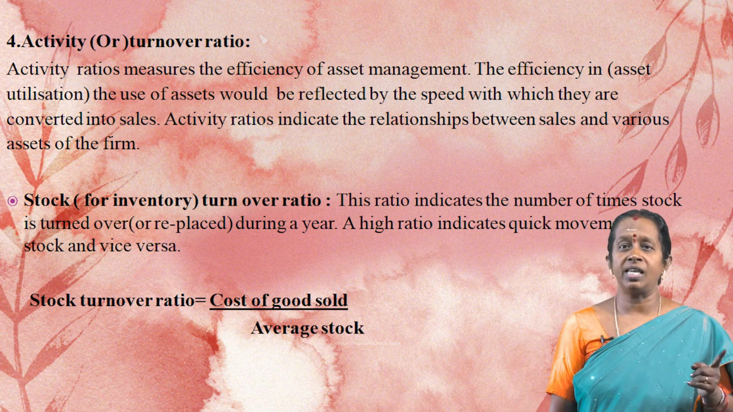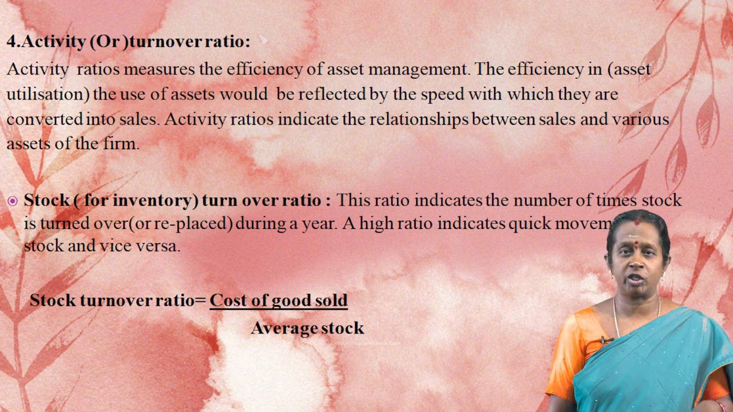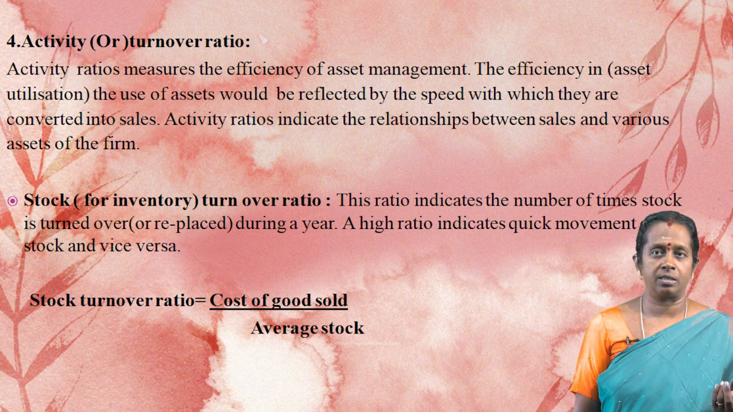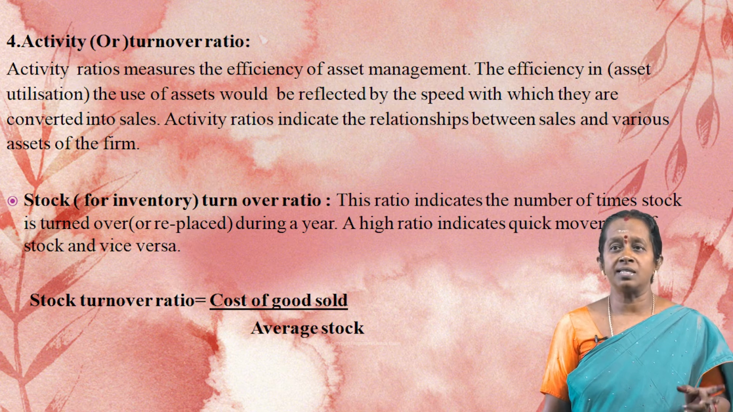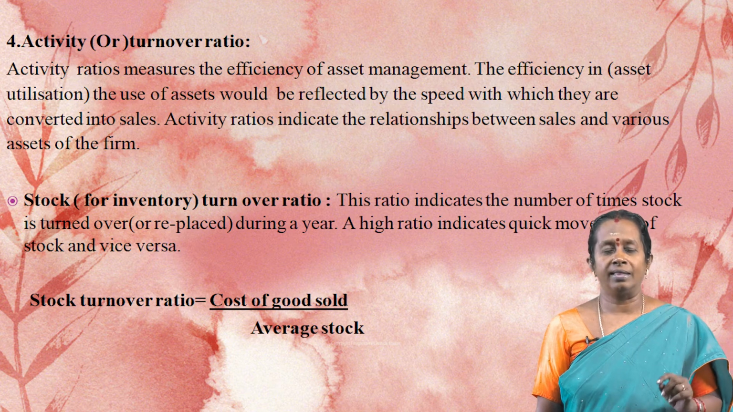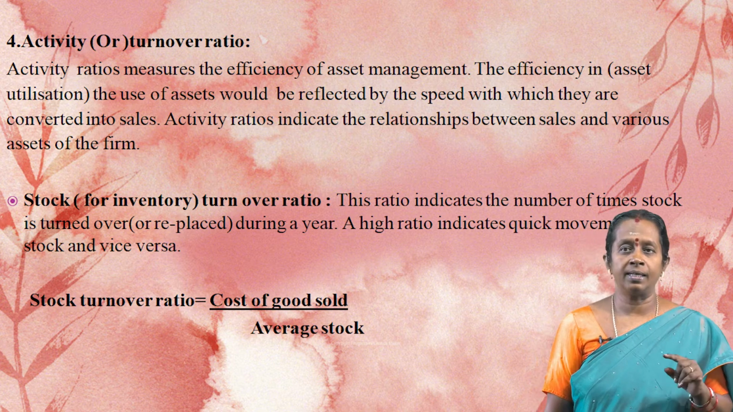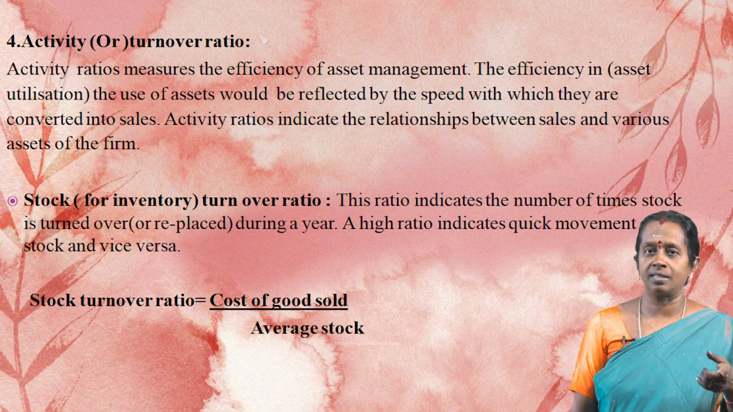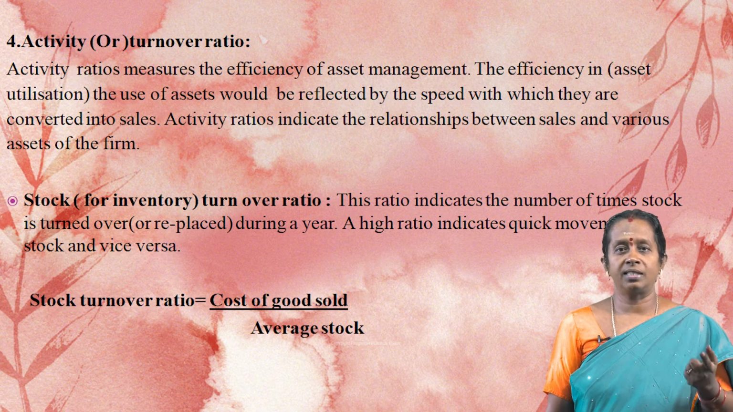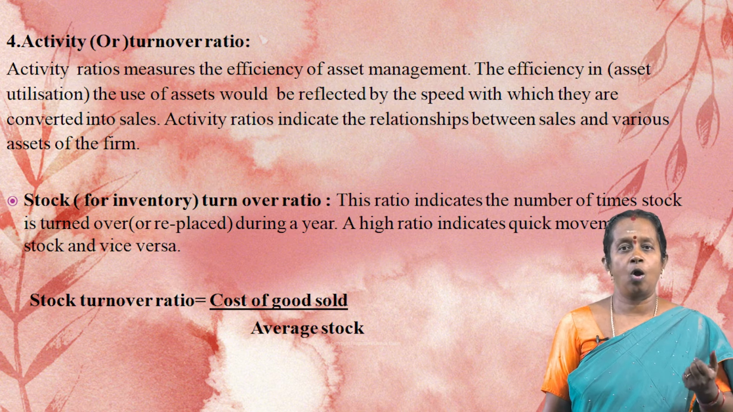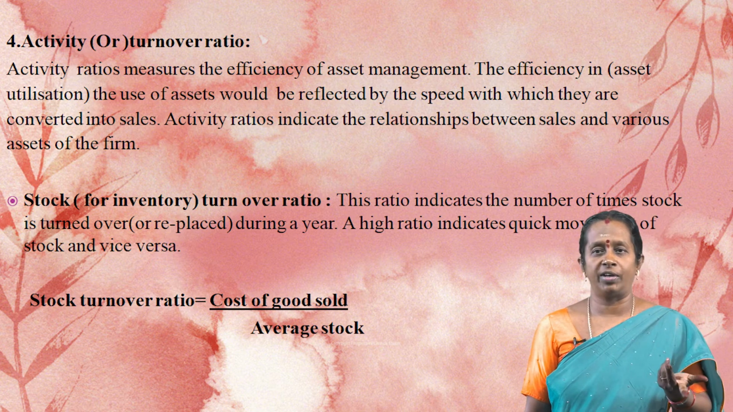The efficiency in the use of assets is reflected by the speed with which they are converted into sales. So this is referred to as asset utilization. The activity ratio indicates the relationship between sales and the various assets of the firm. As I said, the various assets refer to fixed assets, current assets, intangible assets, tangible assets, fictitious assets, etc. All these are considered to find the turnover ratio.